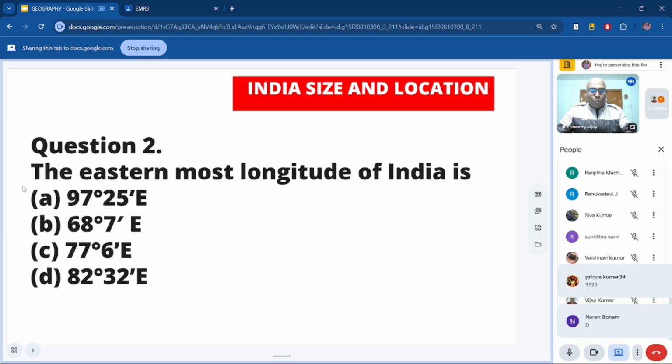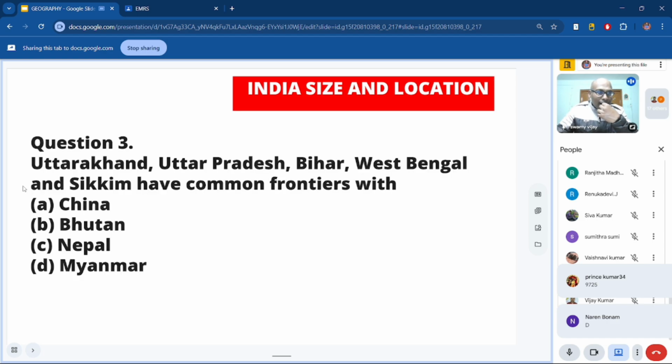97.25. That is option A. Correct. 97.25. Option A. Correct. Next question. Renuka Devi.